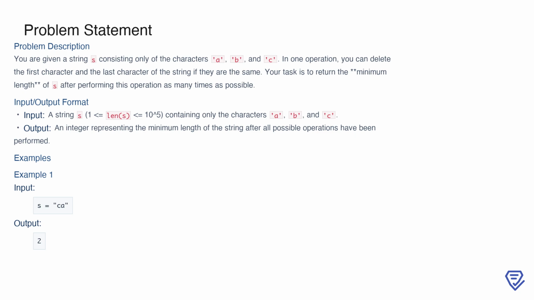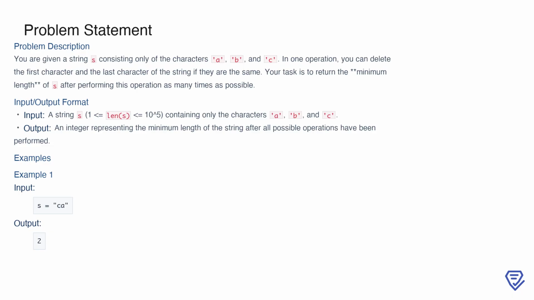For the input format, we are provided a string S where the length of the string is between 1 and 100,000 characters. The output is a single integer that represents the minimum length of the string after all valid operations have been executed. Let's now look at an example to understand this better.